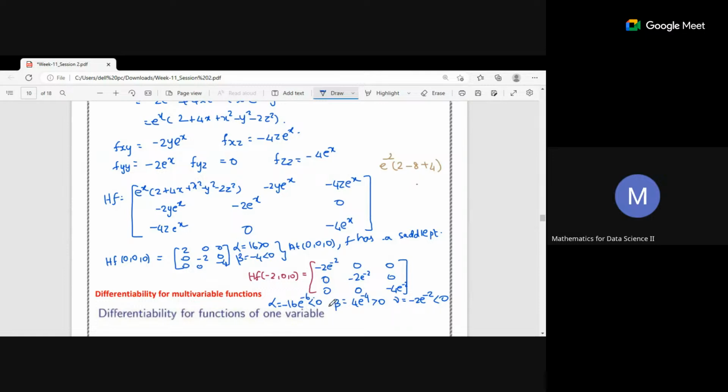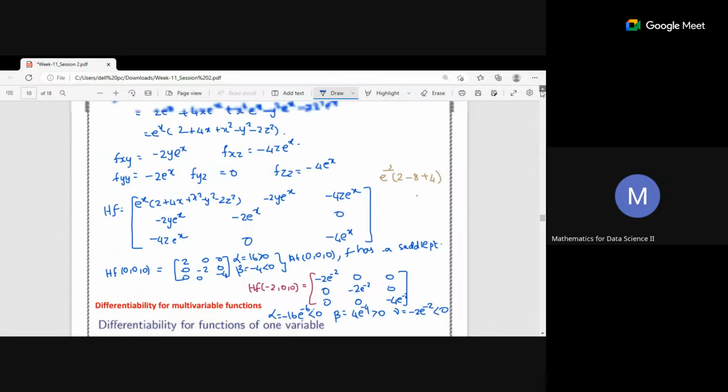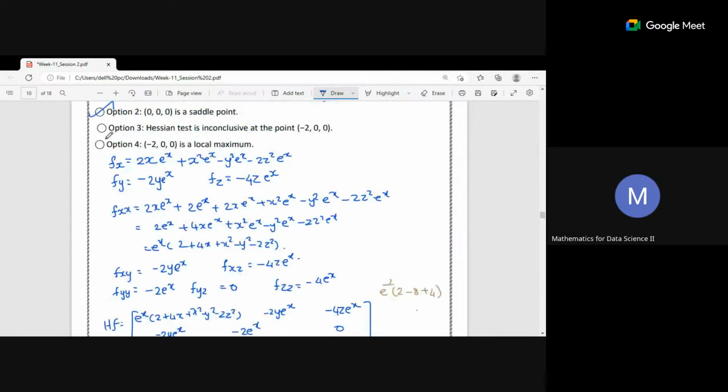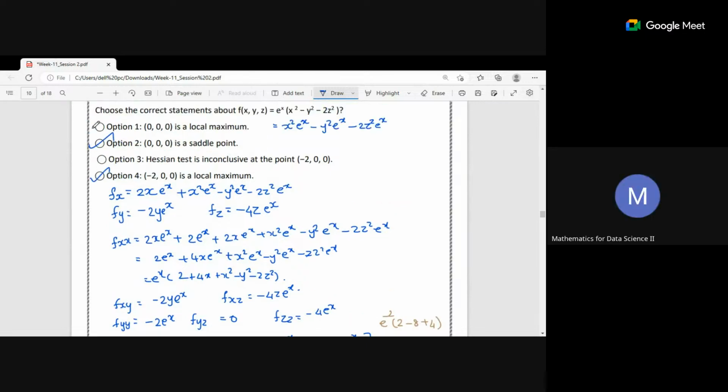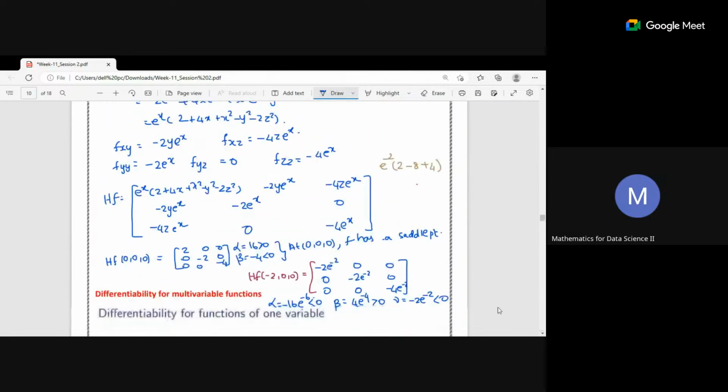So negative, positive, negative. So it means at (2, 2) and (-2, 0), you must have a local maximum. Correct? Yes, ma'am. Okay. Is it fine, this problem? Okay.